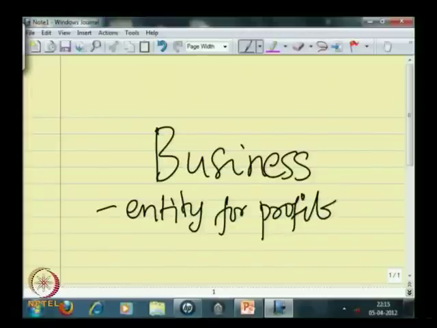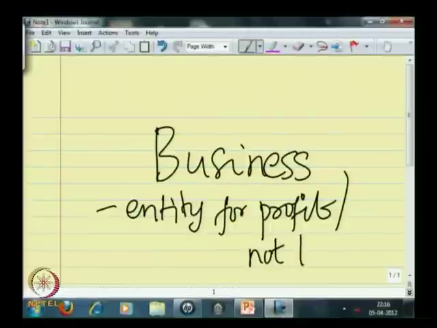And I am sure many of you will ask whether all businesses need to make profit. The answer is no. There are entities that are not making profit, and we still can categorize them as business entities. And so I would rather define the basic unit of business as an entity for profit, or some businesses can also exist not for profit as well.